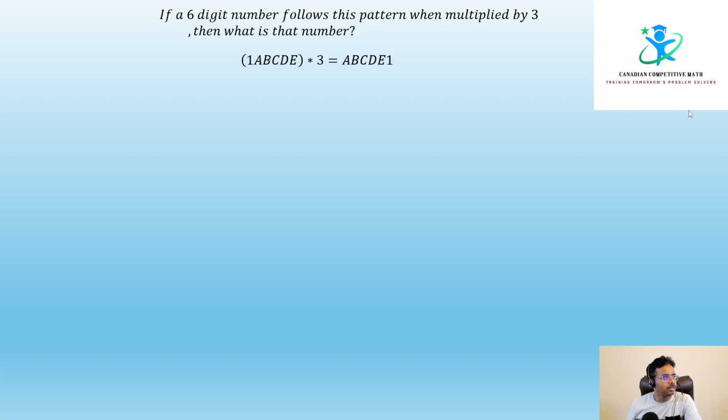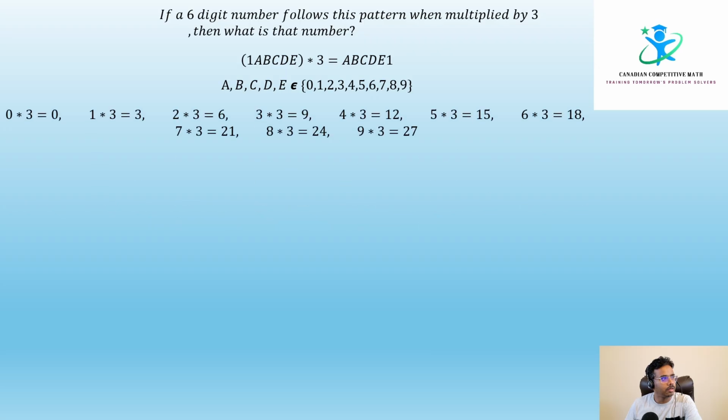As we discussed earlier, all these numbers A, B, C, D, E can take any digit from these 10 digits. The same digits can repeat, or all the digits can be different too. Since it is a multiplication, we are multiplying all these digits by 3. For the sake of simplicity, I just added the different possible values that are output after this multiplication.